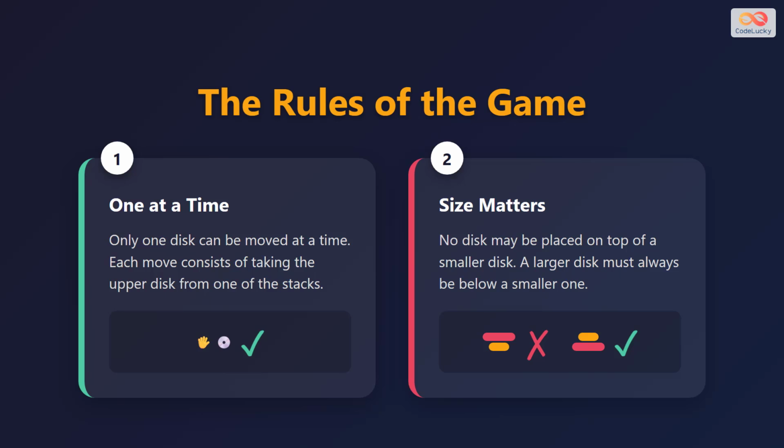To make things interesting, there are 2 strict rules we must follow. First, you can only move one disk at a time. Second, and most importantly, you can never place a larger disk on top of a smaller disk. This constraint is what makes the puzzle tricky.